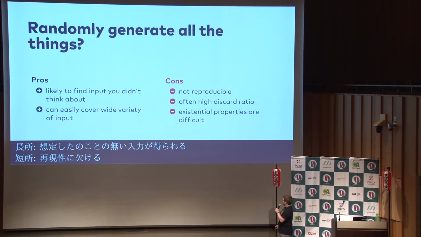And what I wrote here is that it is likely to find input you didn't think about, and this just applies to all sorts of corner cases, right? Would you have thought of calling your function with plus infinity or minus infinity, for example? Maybe not, but ScalaCheck would have thought about that.